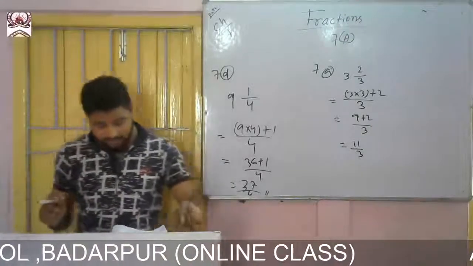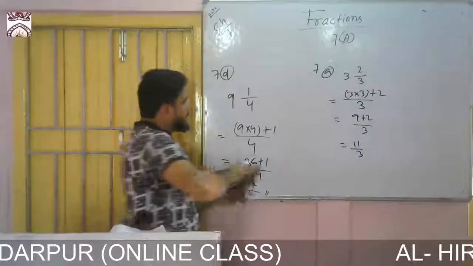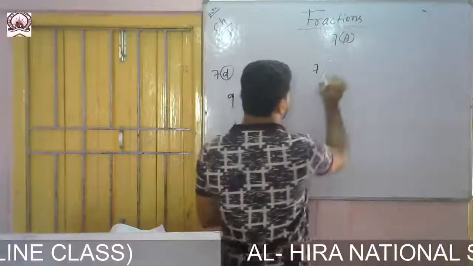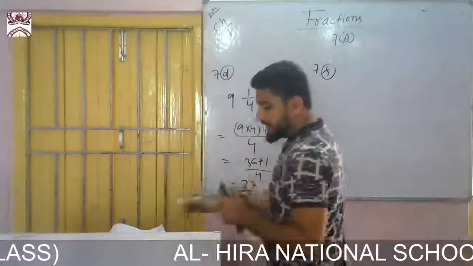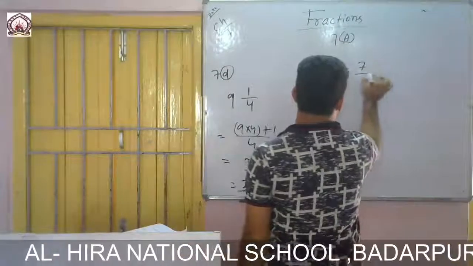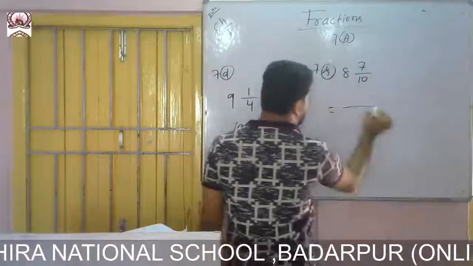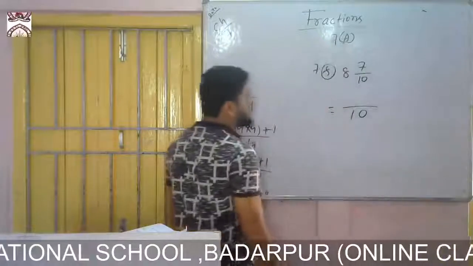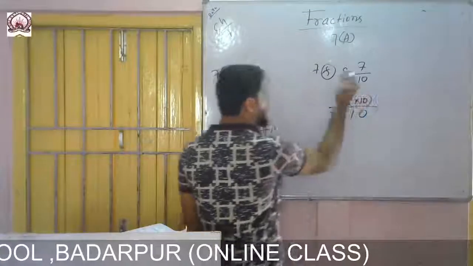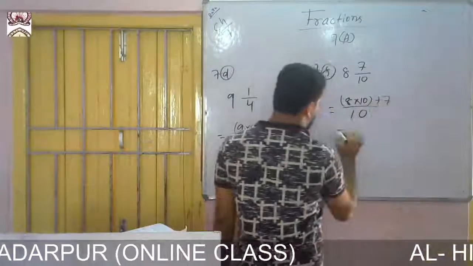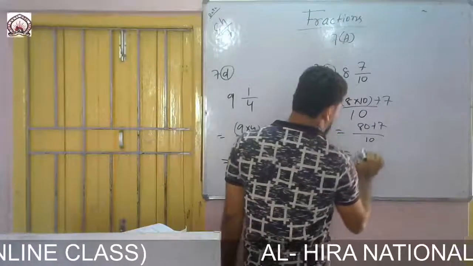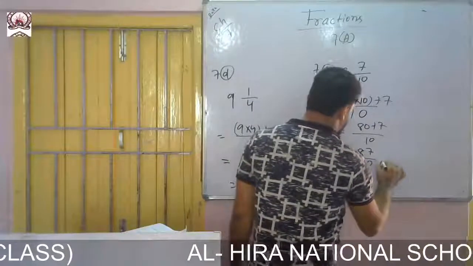Now come to question number F. F is 8 7 by 10. So 10 as a denominator will remain as the denominator. Then 8 into 10 or 10 into 8, any one you can write. So 80 plus 7 by 10. It is 87 by 10.